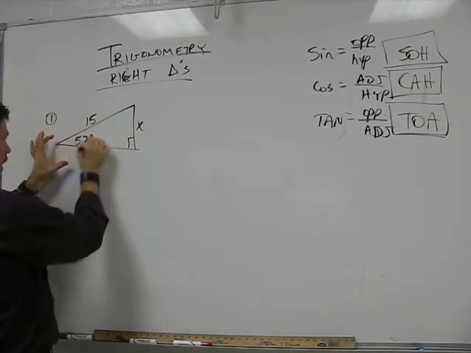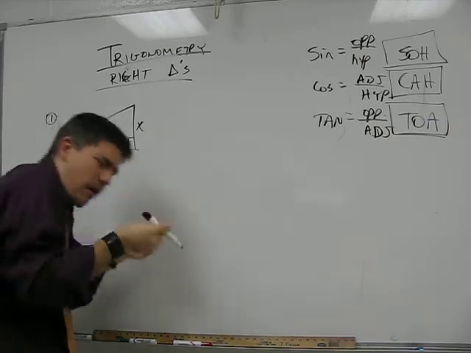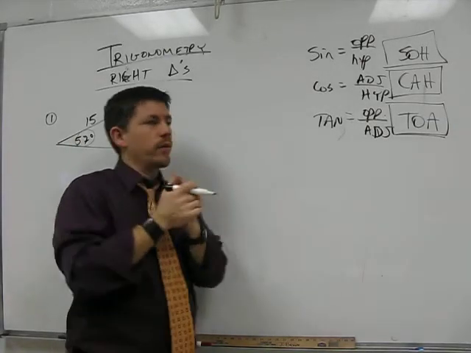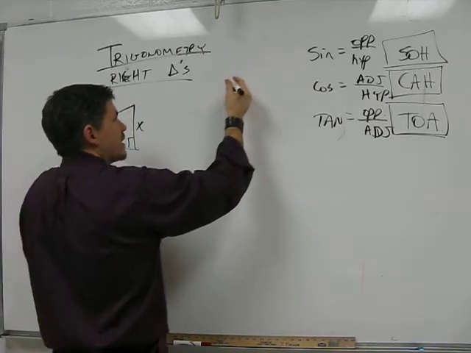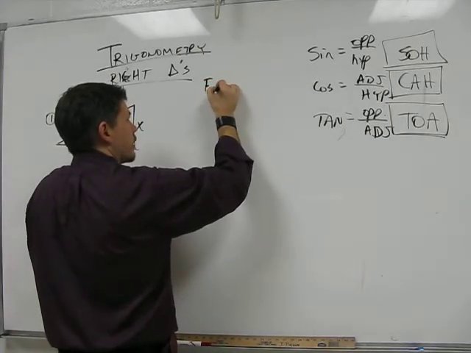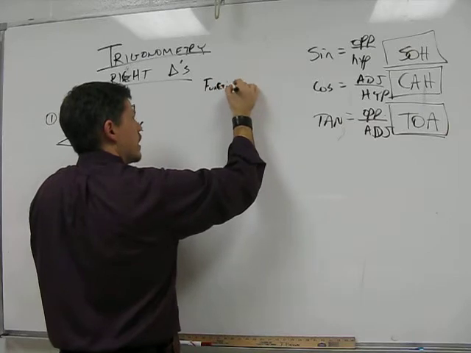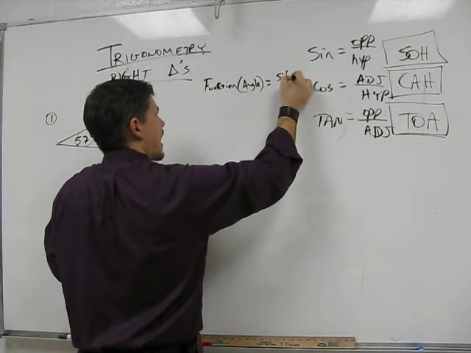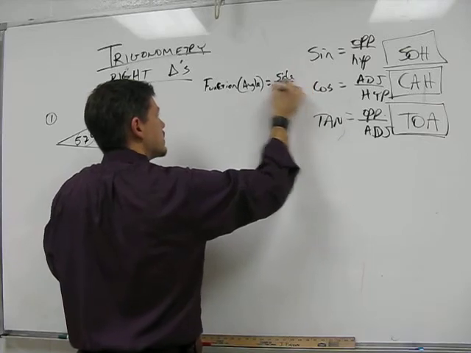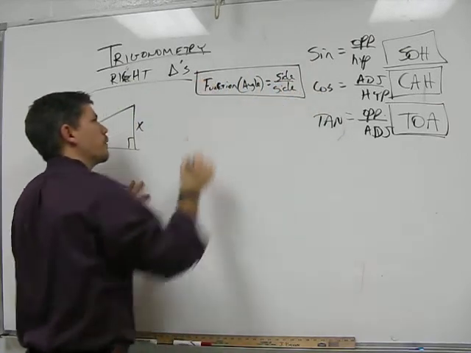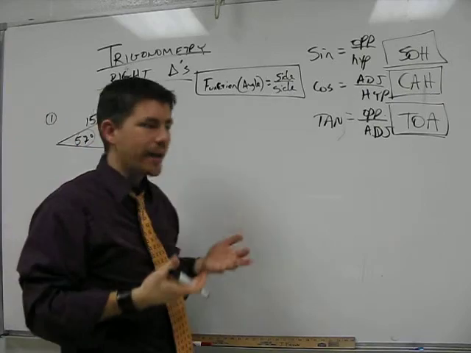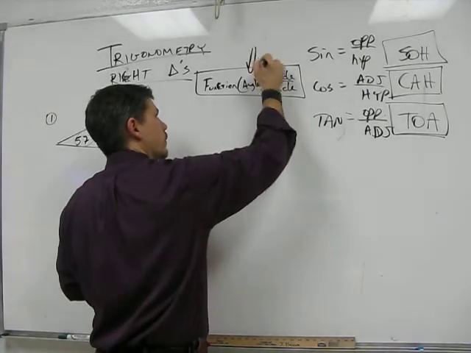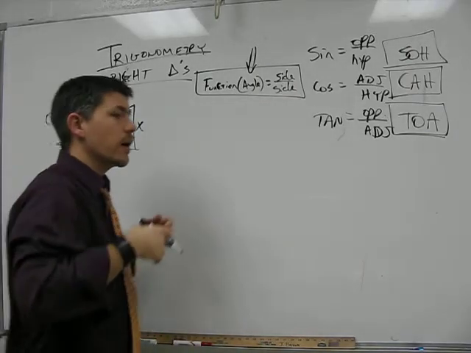Alright, so here's the angle. You always start with the angle. Where do you start? Angle. That's right. Where do you always start? Angle. The reason why is you're always going to follow this formula. The function of an angle is always equal to the side over the side. This is the formula that we're going to follow. With that being said, you always start with the angle.